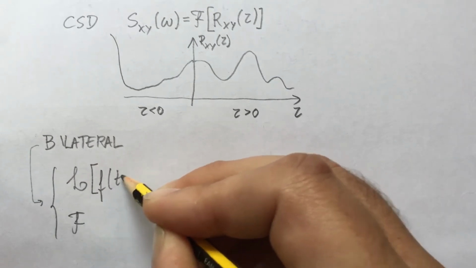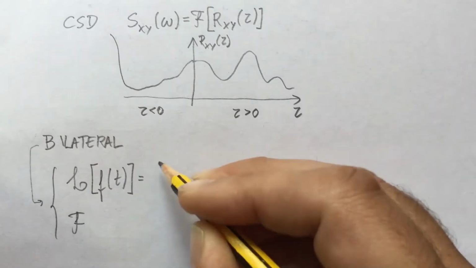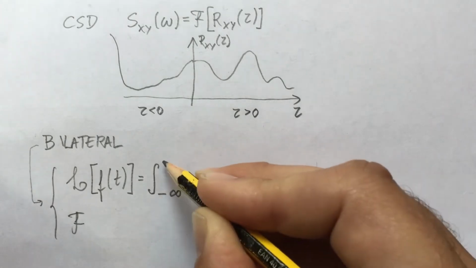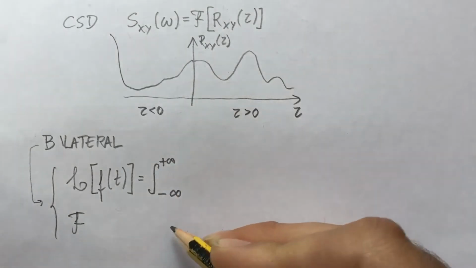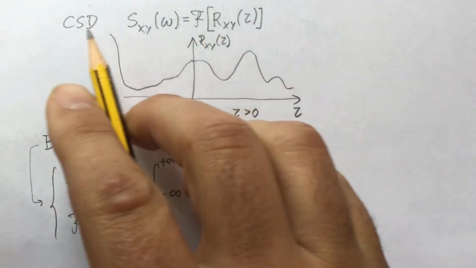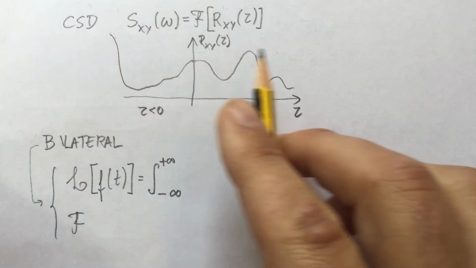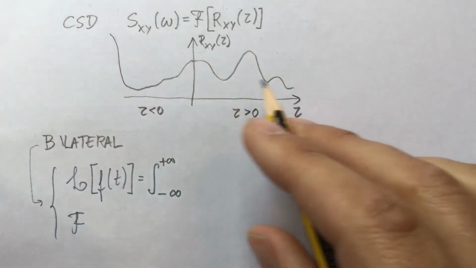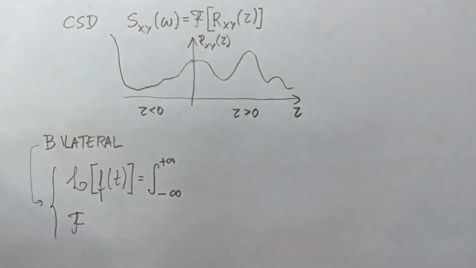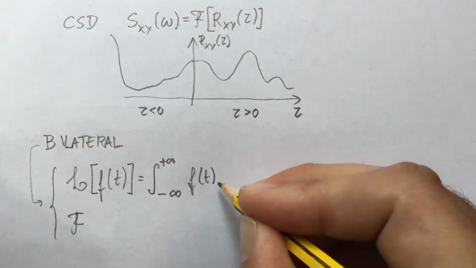They are just like their unilateral counterparts, but the integral is calculated from minus infinity to infinity, and thus we sweep the entire real axis and take into account the evolution of the function not only for positive values, but also for negative values.